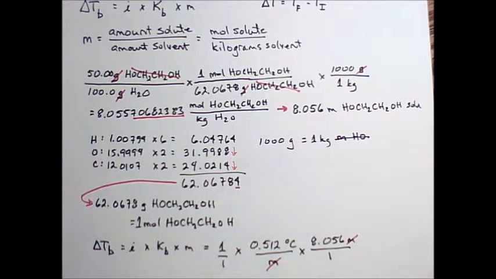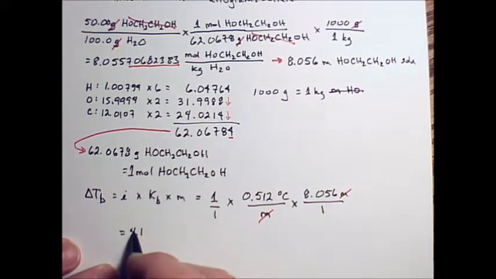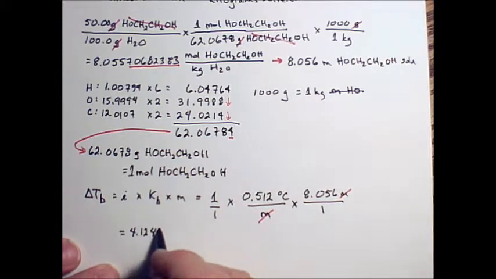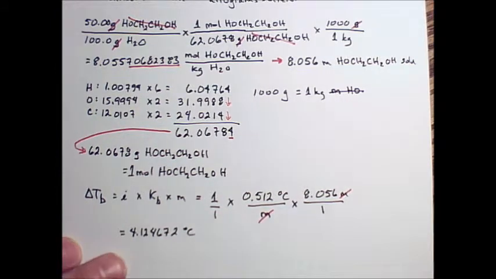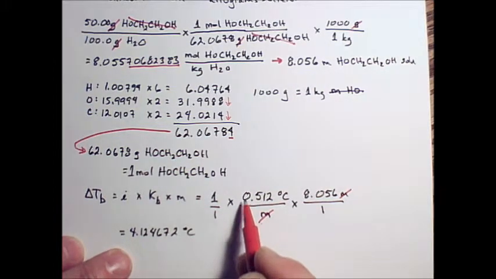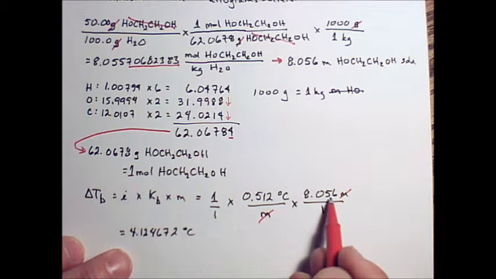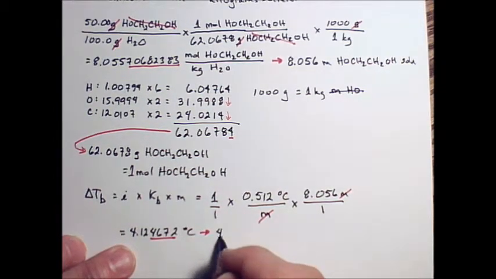So that gives us an answer for the change in the boiling temperature. This is the change in temperature, not the actual boiling temperature. It's going to come out to be 4.12467 degrees C. This calculated number has 3 significant digits, since leading zeros are not significant, and the other has 4, so 3 is the least. We want this answer to have 3 digits, so we round it off to 4.12 degrees C. That's our change in boiling temperature.